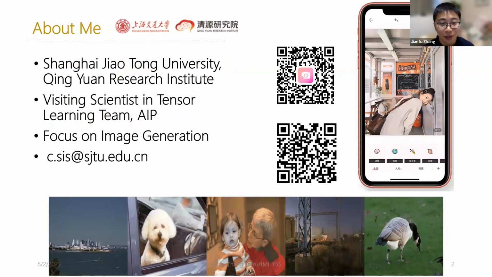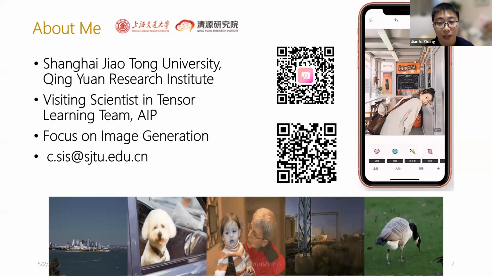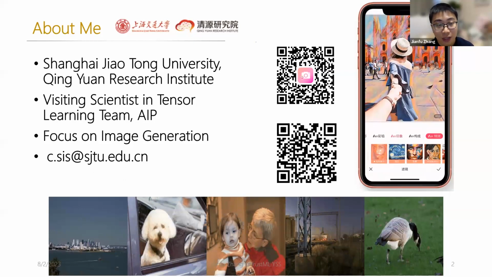Okay, as Jingfeng has already introduced me, let me introduce myself again. I'm currently affiliated with the Qingyuan Research Institute at Shanghai Jiao Tong University and serving as a visiting scientist in the tensor learning team led by Qibin Sensei at AIP. My primary research focus revolves around image generation, and I have contributed some works to areas such as image painting and image harmonization. So if you are interested, you can scan the QR code here for further details on my works or send emails to me. Today, I aim to provide you with insights into the field of image generation and its recent development. Additionally, I'm also keenly interested in few shot and long tail recognition, adversarial examples, and graph neural networks. I hope to have opportunity for fruitful discussions with all of you.